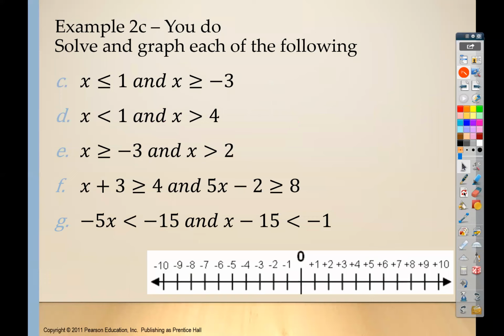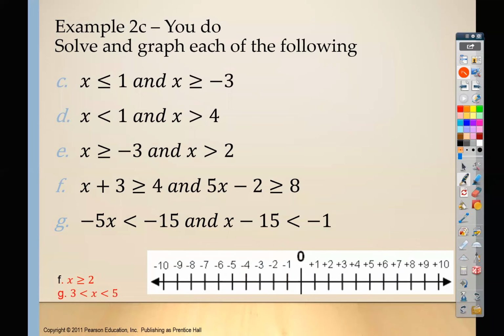Okay, 2C, you go ahead and do this one. There are a few, so I'm going to let you do them and then I'll show you. Okay, F and G: you should have graphed x is greater than 2, and for G, you should have graphed 3 is less than x and x is less than 5.